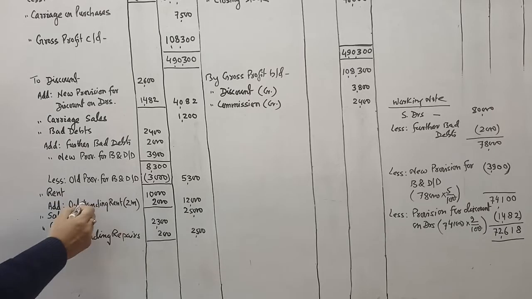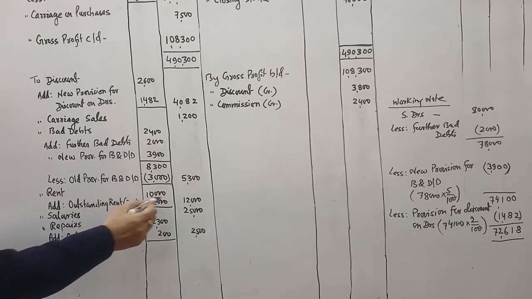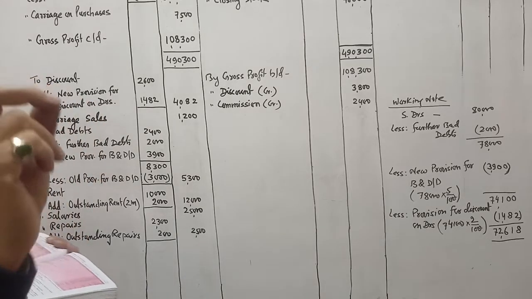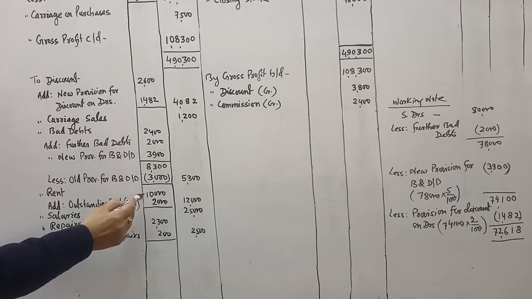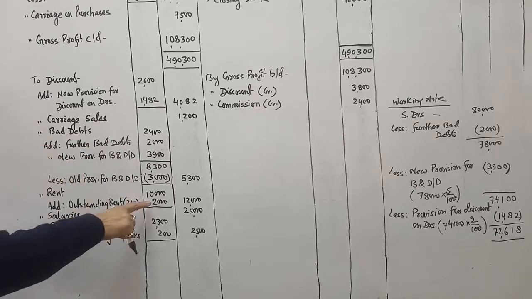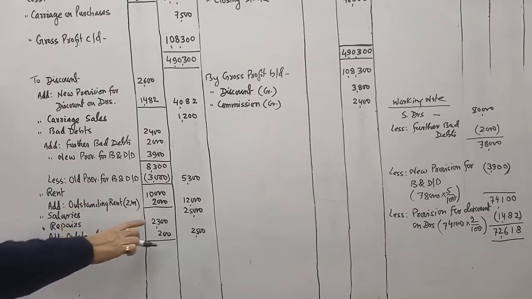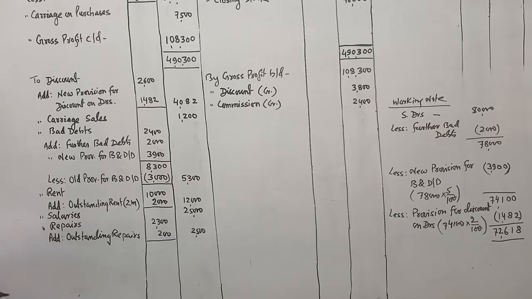So rent, outstanding rent 2,000, 2 months rent is outstanding, because rent given in the adjustment is 1,000 rupees per month, and the trial balance has given 10,000. Salary is 25,000, no adjustment. Repairs 2,300, add outstanding repairs given in adjustment number 3. After repairs, the next item is insurance.